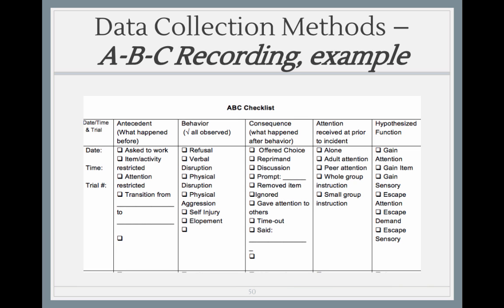Here's another example of an ABC recording. This gives you more prompts for the different ABC components. So you have your date and time, but you can also then check what happened before, what the behavior looked like, as well as the consequence of the behavior. If you were to start doing some ABC observations, I would recommend using a checklist similar to this to start with, until you become more comfortable with observing behavior in this manner.